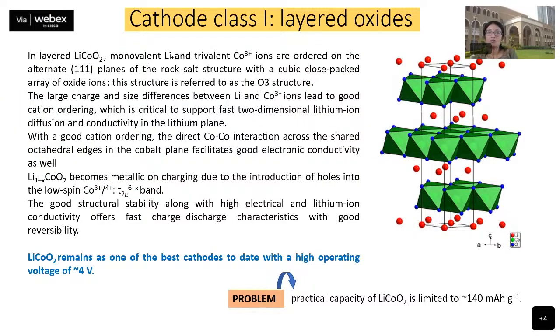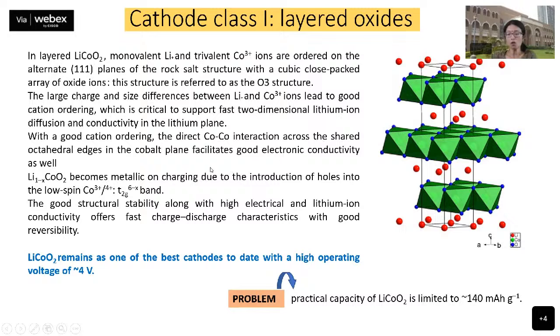So cathode class 1, which was the layered oxide. This is nothing but the structure of LiCoO2. What you have over here is monovalent lithium and trivalent cobalt ions. They are ordered in alternate 1-1-1 planes, as shown over here in the rock salt structure with a cubic close-packed array of oxide ions, and this structure is generally known as the O3 structure. The large charge and size difference between lithium and cobalt ions lead to good cation ordering, which is critical to support the two-dimensional lithium-ion diffusion and conductivity across this lithium plane.